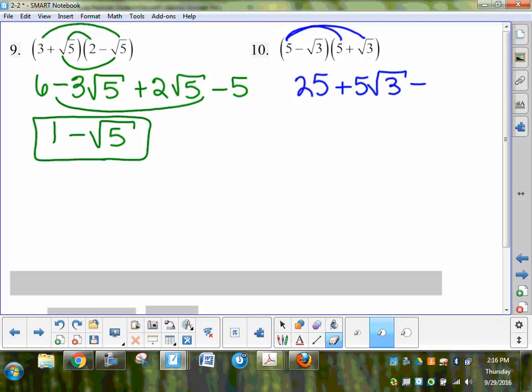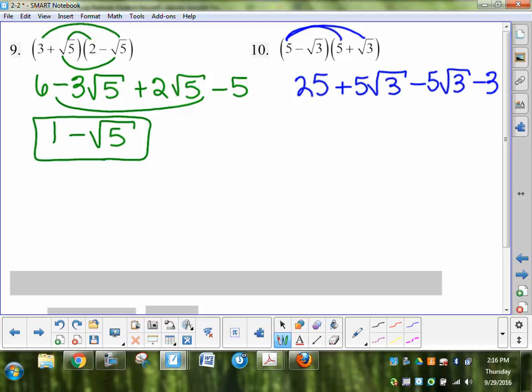And what about my last terms? What would I have if I multiplied the last terms together? Negative 3. Now, something terrific happens right now. This should be easy. Because you look at this and you go, this is better than the last one. Why is this better than the last one?